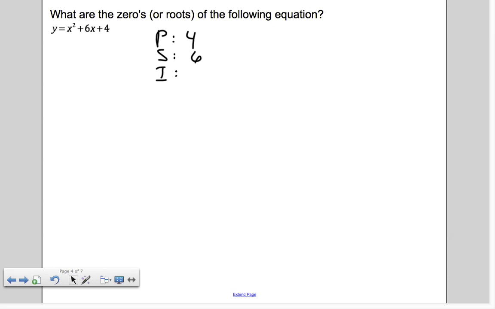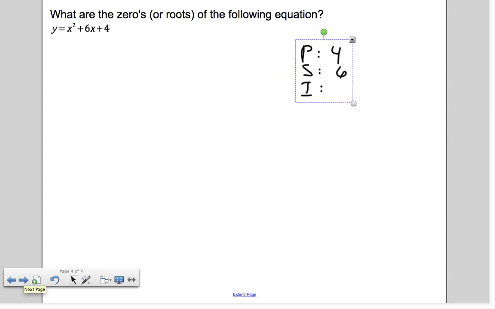So this cannot be factored over integers. How else can we find the zeros then? How else can we try? Well, let's try completing the square. Factoring didn't work for us, so let's complete the square. For the roots, we're looking for y is equal to 0.